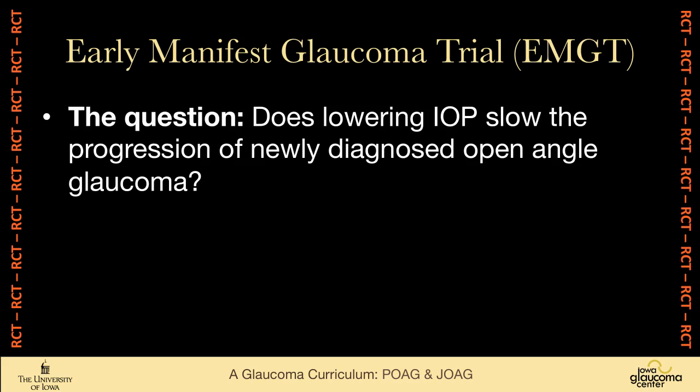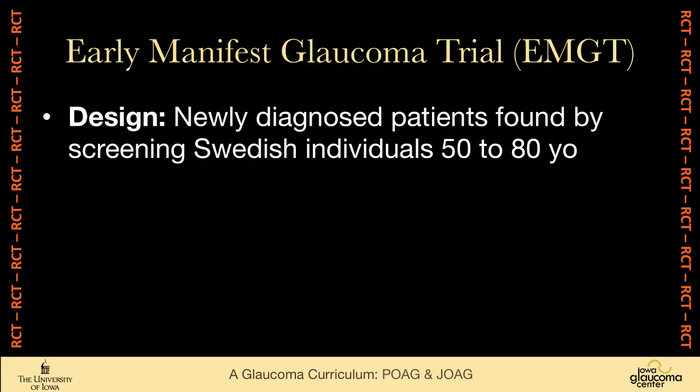There are a lot of randomized clinical trials in glaucoma, and rather than clumping them all together, I thought I would talk about one here, and that's the Early Manifest Glaucoma Trial, the EMGT, which asks the question, does lowering intraocular pressure slow the progression of newly diagnosed open-angle glaucoma? It's a really beautifully designed study in that they didn't take glaucoma patients from clinics. They screened 2 Swedish cities and found new cases of glaucoma. So they screened individuals between 50 and 80 years of age.